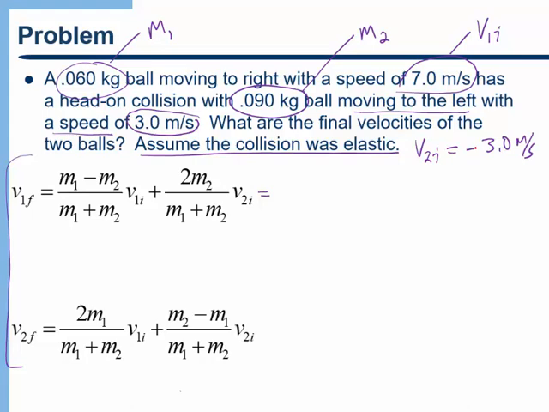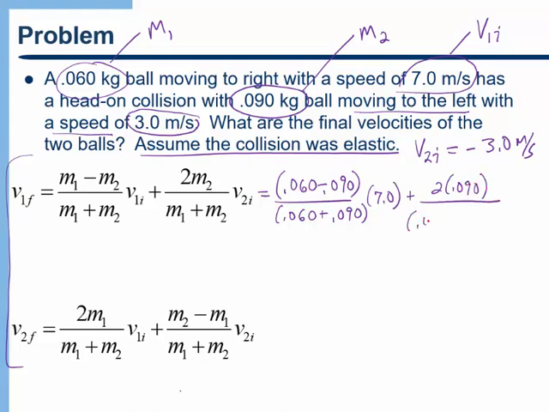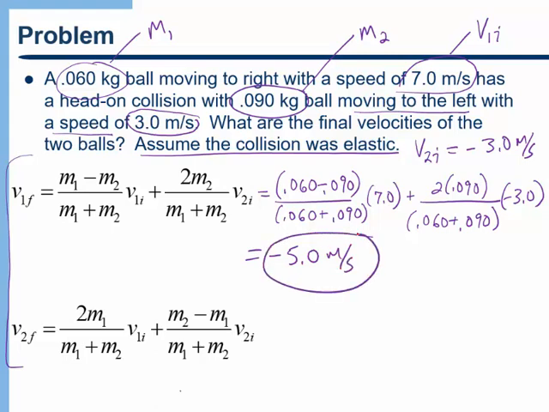Once you've got that, then it's just a matter of plugging in and calculating. So we've got 0.060 minus 0.090 divided by 0.060 plus 0.090 times 7, plus 2 times 0.090 over 0.060 plus 0.090 times negative 3. When I worked that out, I got negative 5 meters per second for my final velocity of object 1.